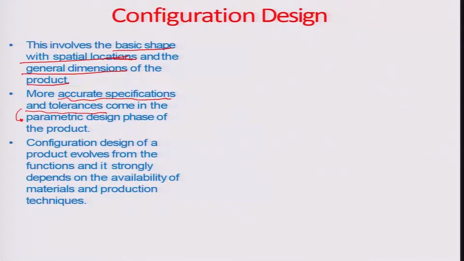Okay. So, configuration design essentially evolves from the functions of, let us say, the different subsystems which are put in place, and also in a way to their dependency on the availability of materials and production processes which are involved to realize them physically. So, in a way I would rather say that this configuration design is related to the creation of the form of the product, which involves again an inter subdomain functional relationship.